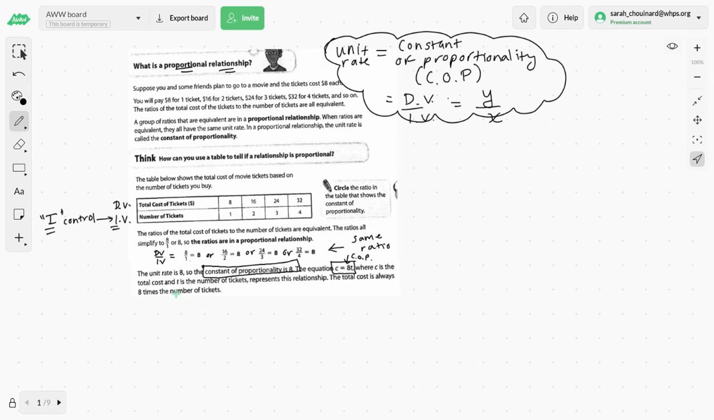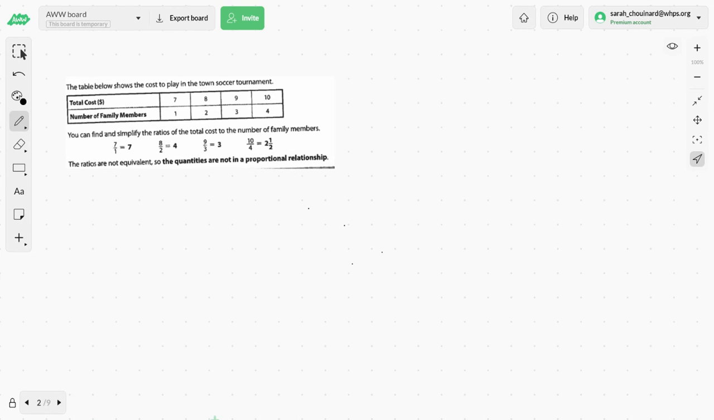So if a table is proportional, when you divide the DV by the IV, you're going to get the same number each time. So the example below shows how much it costs to play in a soccer tournament. And so the DV again is the cost. The IV is the number of family members, because I control how many people I have that I'm going to register. I don't control how much it's going to cost. So if I do 7 divided by 1, I get 7. 8 divided by 2 is 4. 9 divided by 3 is 3. 10 divided by 4 is 2.5.